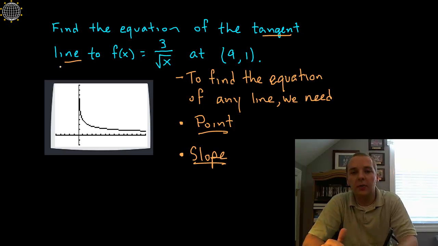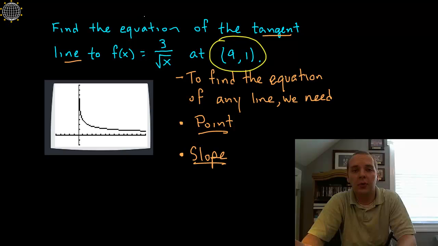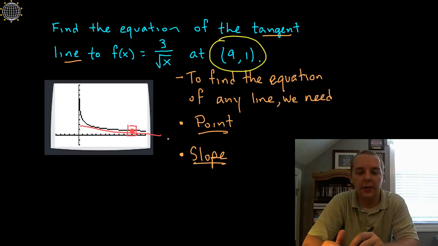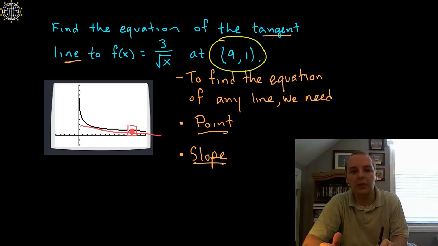So if we look at what's given, one thing that's typically always given is the point, because they have to tell you where the point of tangency is. So in this graph, roughly 9 comma 1 right here, here's the graph of f. Here's the point of tangency, and the equation of the line is going to look something kind of like that. It's not a great graph, but you get the idea. So we have the point, but now how do we find the slope of this line?